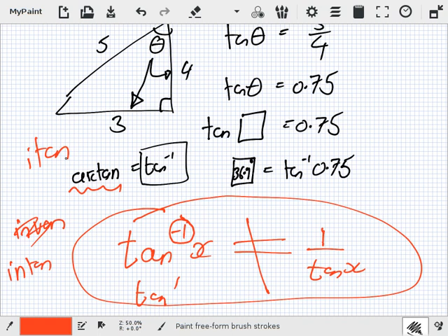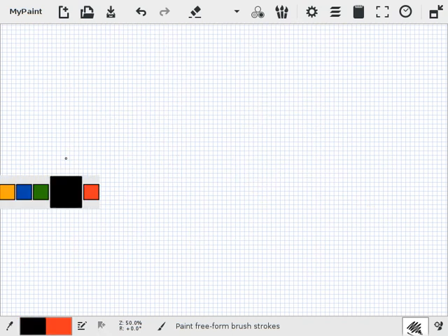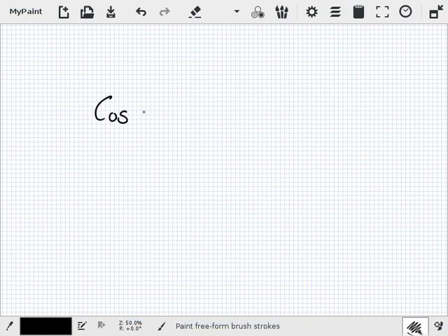Okay, continue now. So I want you to calculate this for me without the calculator. Cos of sine inverse of 5 over 13. See if you can figure this out without the calculator.